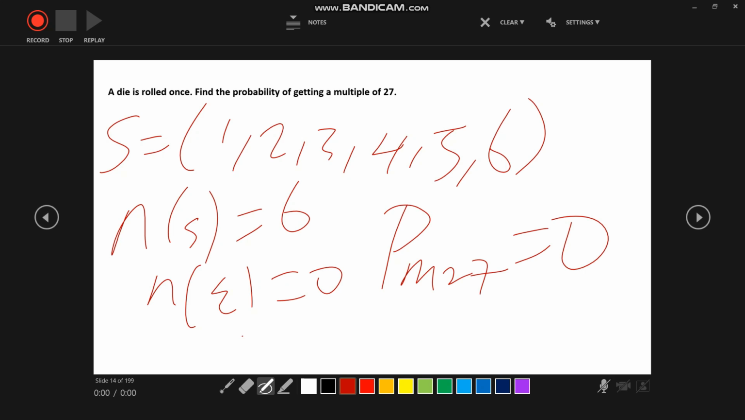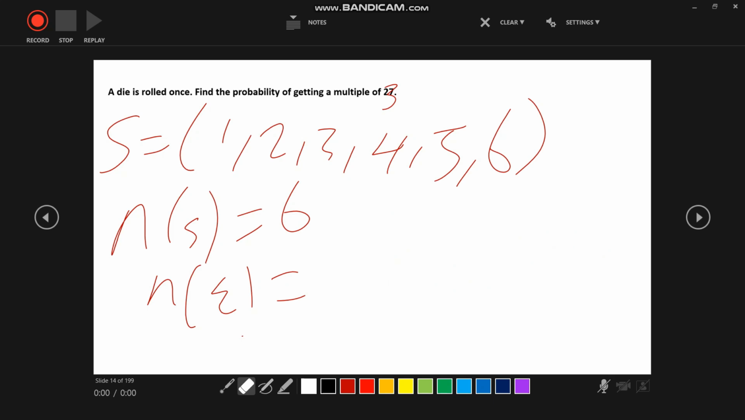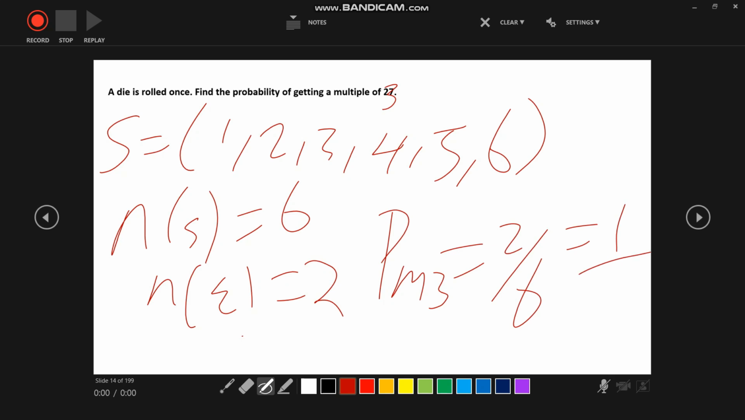Let's say the question asks us to find the probability of getting a multiple of 3 instead of 27. So we have our normal sample space. A multiple of 3 means any number that 3 can divide without remainder. From this, 3 can divide 3 without remainder, then 6 as well. So our favorable outcome will be 2. It's only 2 numbers that are multiples of 3. So the probability of a multiple of 3 will be 2/6, which is 1/3.